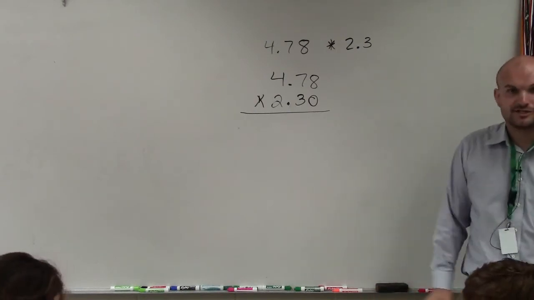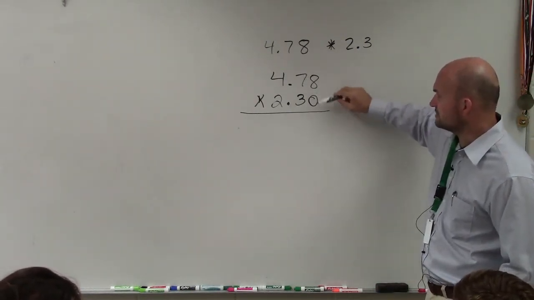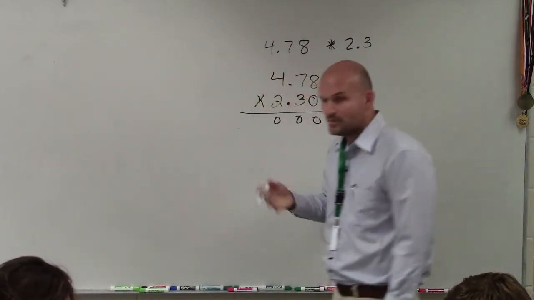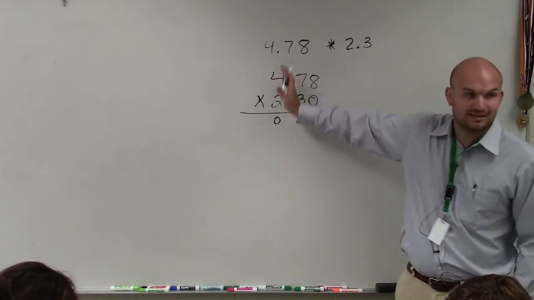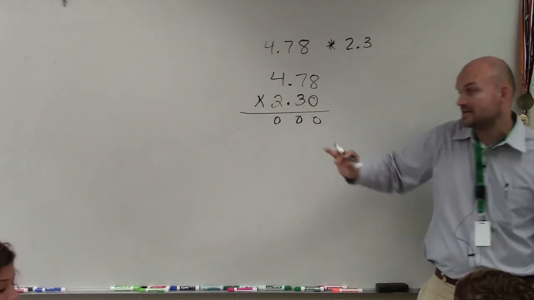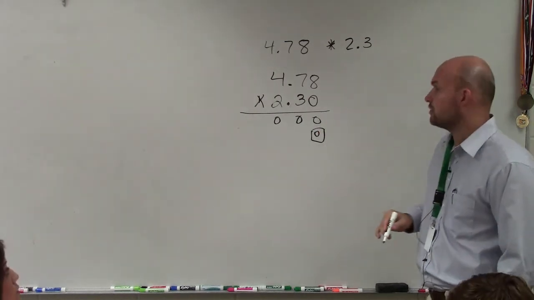Then, ladies and gentlemen, it just goes back to the multiplication algorithm. 0 times 8 is 0. 0 times 7 is 0. 0 times 4 is 0. However, with multiplication, even though we align the decimal points, we're not going to worry about where the decimal point lies just yet. Then I need to create my first place value, so I'll put a square around the 0.